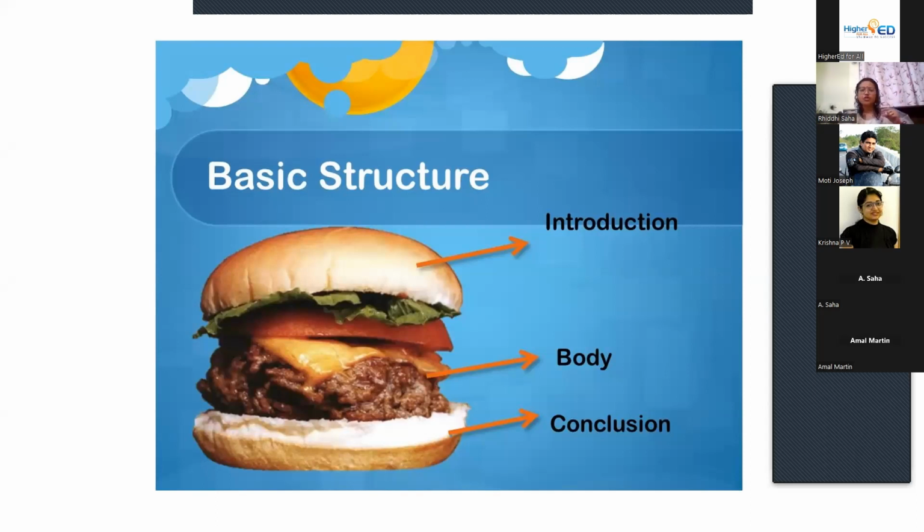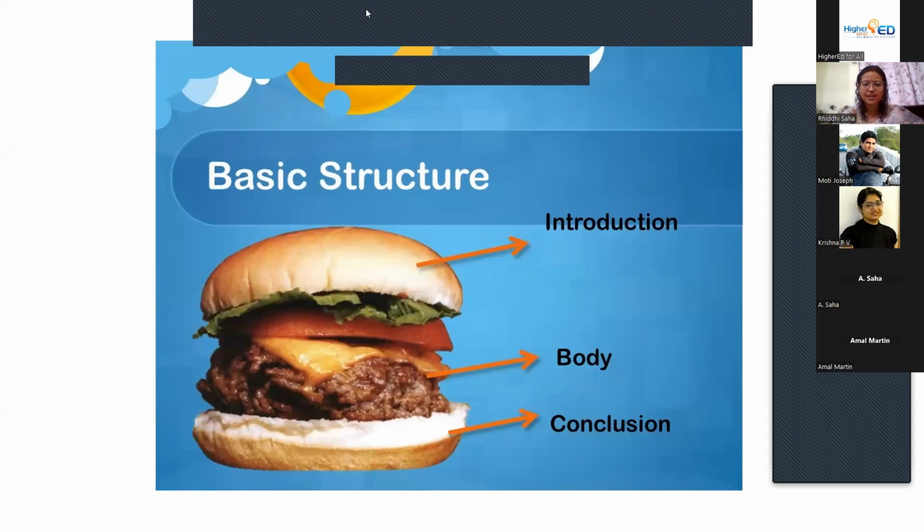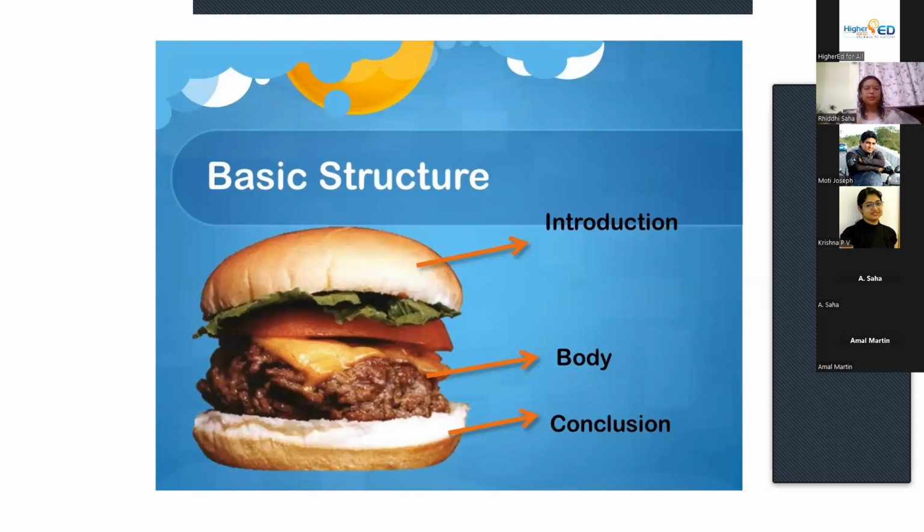So the basic structure is you have an introduction, which is the top one. You have the body, which is basically the patty in between. And then you have the conclusion, the bottom one. Now, if you look at it, let me just give you an example of this kind of presentation. We all have seen this kind of presentation actually. All the time we see these presentations. So let me give you a quick example.